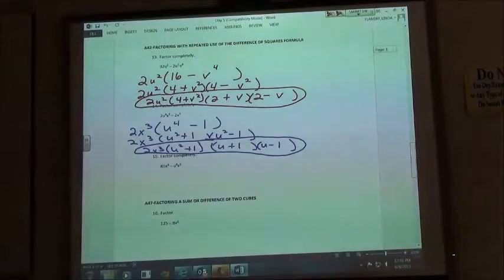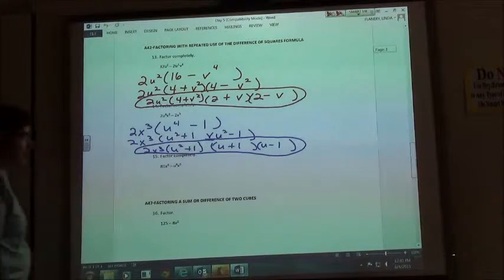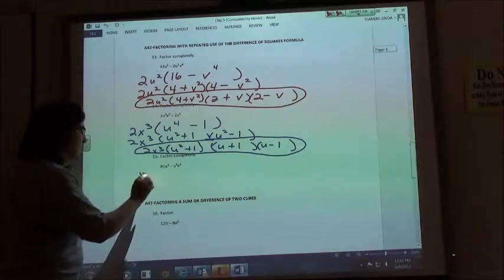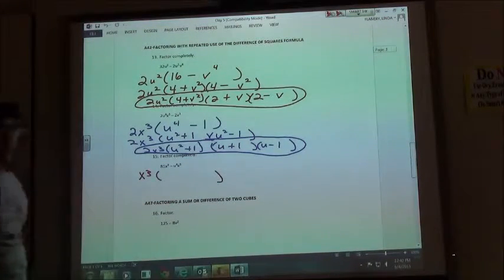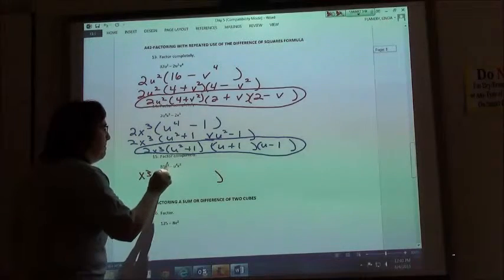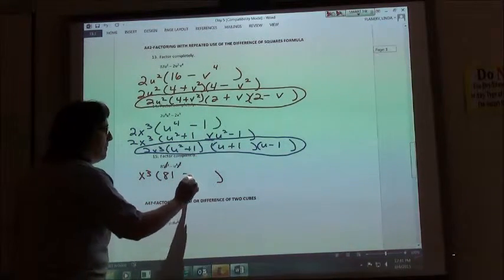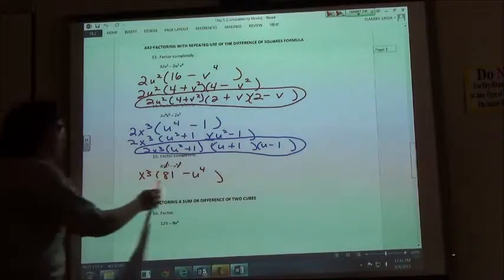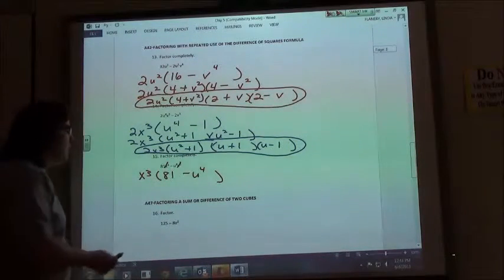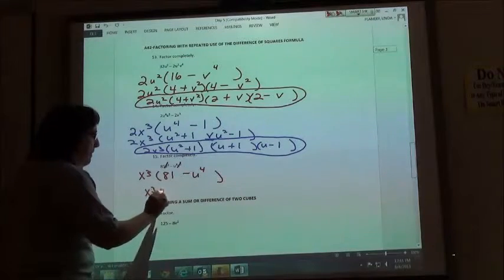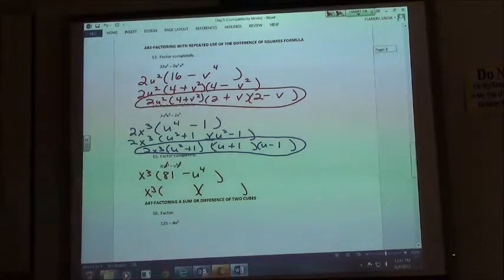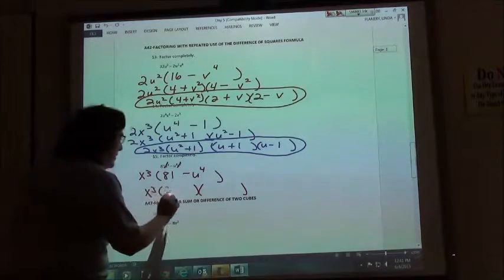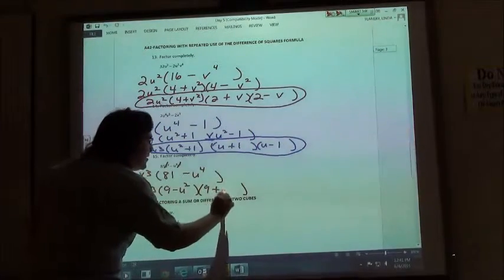And number 15 again says factor completely. The greatest common factor there would be x to the third. If I divide out my x to the third, I'm left with 81 minus u to the 4th. And so if I factor my difference of perfect squares here, 81 minus u to the 4th factors into 9 minus u squared and 9 plus u squared.